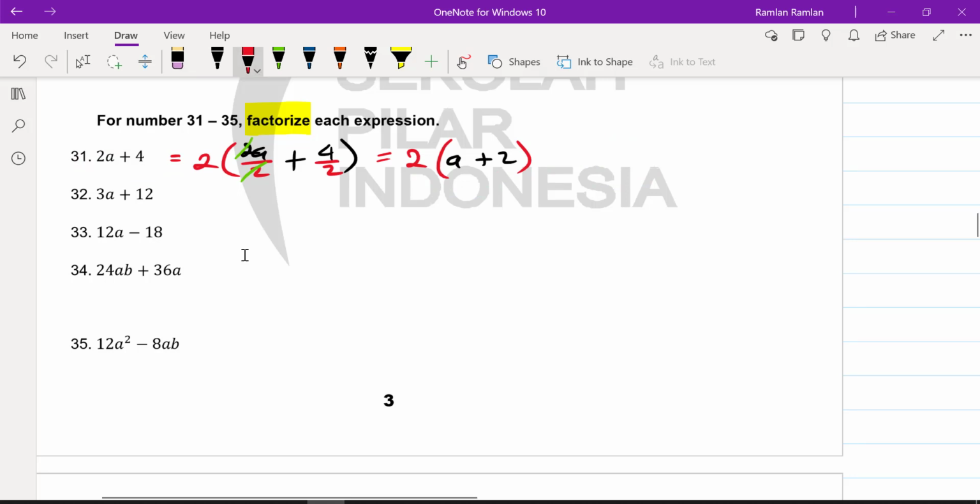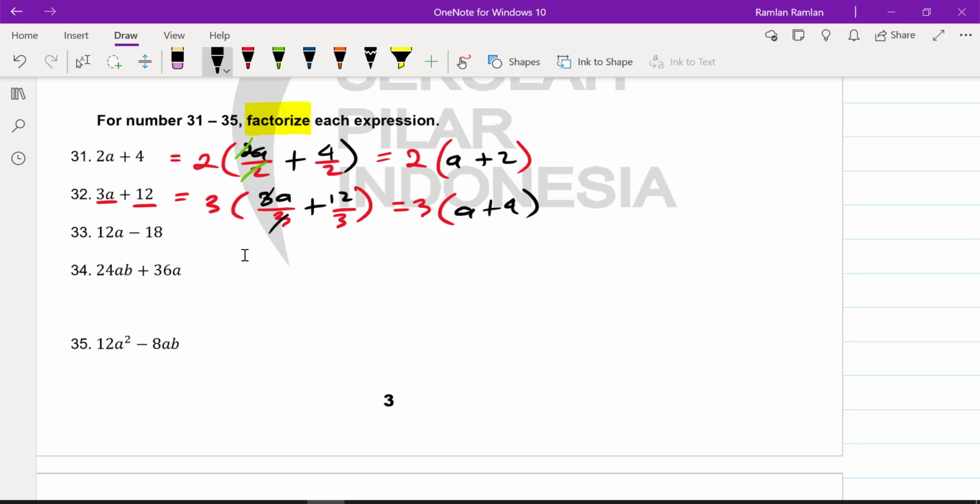Okay, now the same thing with number 32. That will be 3a and 12. So both of them have the same factor. The highest common factor is 3, right? So pull out the 3. And then that 3a plus 12, just put it there. And then you divide both of these by the number that you pull out, which is the 3. And it will be like this, right? So 3a divided by 3 is just a, and then 12 divided by 3 is 4. Okay, same thing with this one. I'm gonna skip number 33. You can do it by yourself.